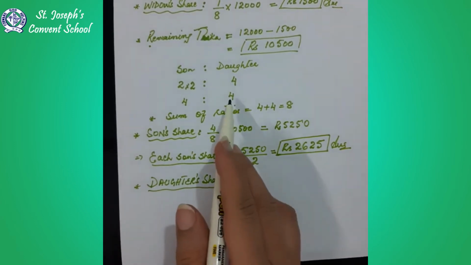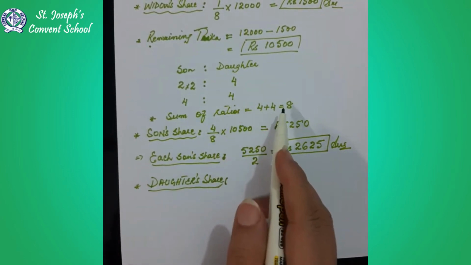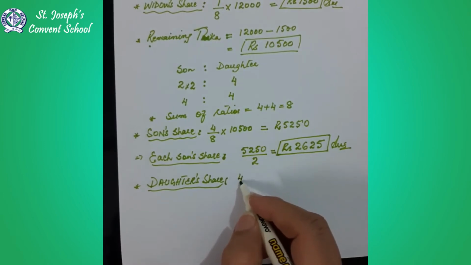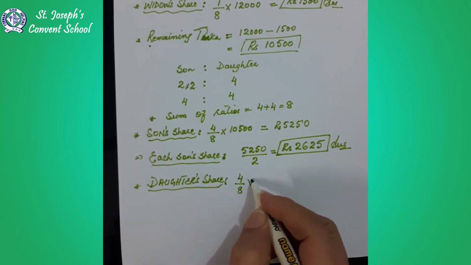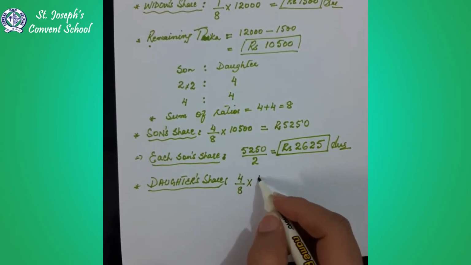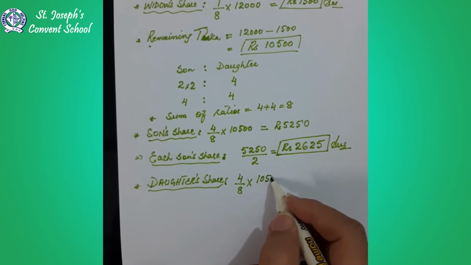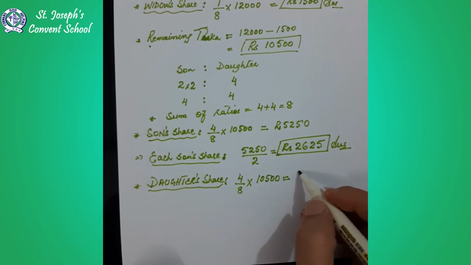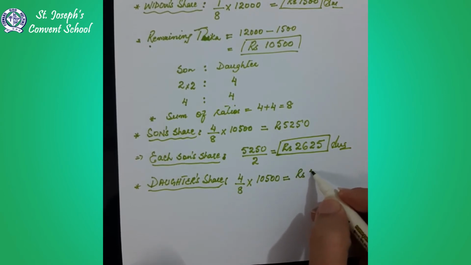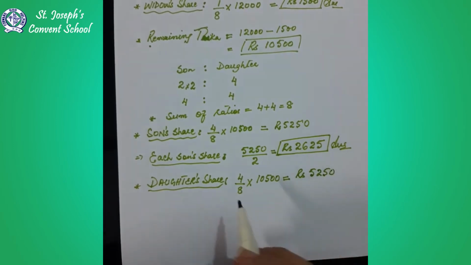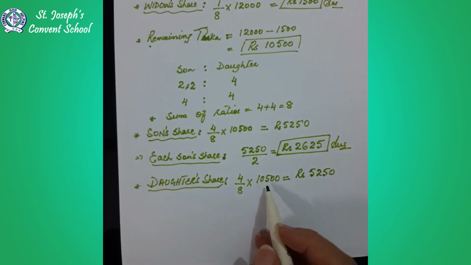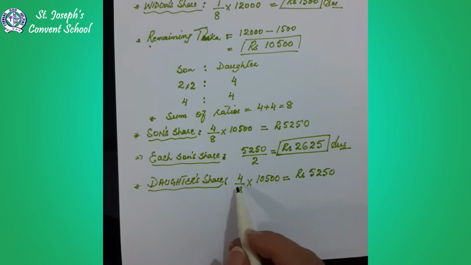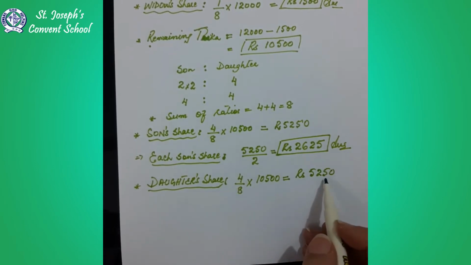So the daughter's share is also 4 divided by the sum of the ratio, 4 divided by 8 multiplied by the remaining amount, 10500. With a calculator you'll calculate it, and you'll get rupees 5250. 4 multiplied by 10500 divided by 8, you'll get this answer.